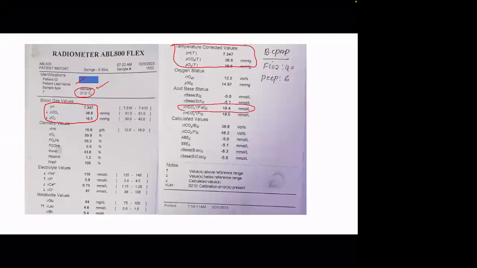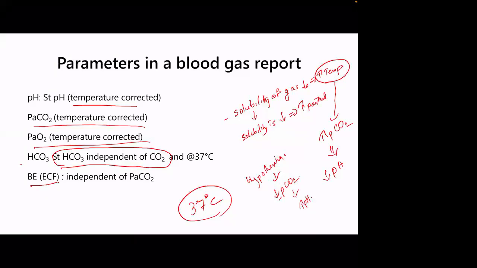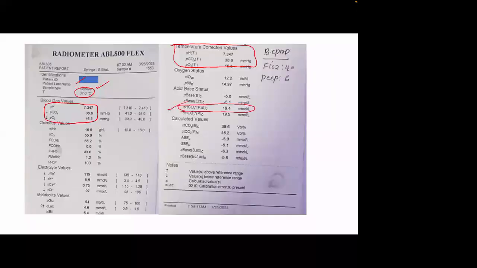So standard bicarbonate is independent of carbon dioxide, and that is the measurement that we are looking for. This is the standard bicarbonate, which is the one that we have to look at in the blood gas analysis. And the next one is base excess. Base excess we can get for the whole blood as well as for the extracellular fluid. The extracellular fluid base excess is independent of the partial pressure of carbon dioxide. Hence, the base excess ECF or standardized base excess is the one which is being taken for clinical purposes.